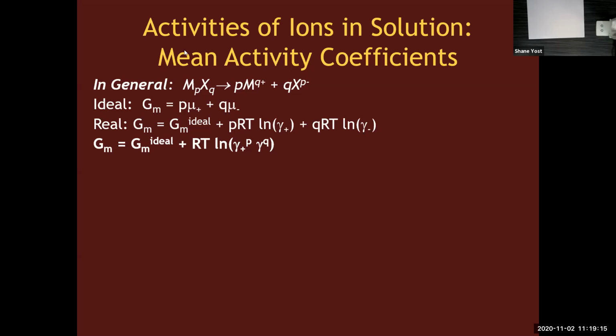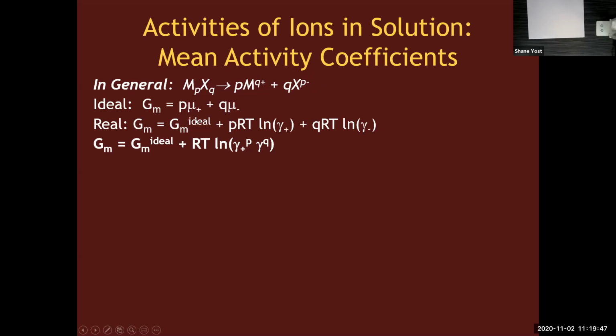Okay, so we're going to consider some general salt, with a cation M and an anion X. Okay, M is usually a metal, anions often halides or things like that, so that's why the M and X symbols, where the metal has some charge Q and the anion X has some charge P. Okay, and so when this breaks apart, you get P M, Q plus, and Q X, P minus.